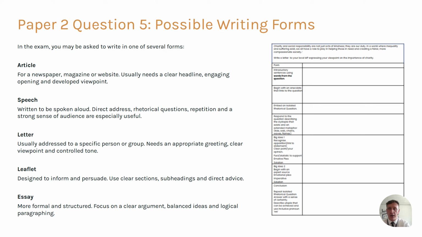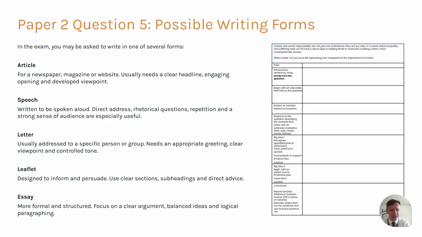So if you're writing an article, you need to sound engaging and opinionated. You'd normally include things like a headline, and your opening should grab your reader's attention quickly. If we're writing a speech, remember that it's meant to be spoken out loud to an audience. And that means things like direct address become really useful. Phrases like you, we, our generation, and all of us in the room. Rhetorical questions, repetition, and short sentences also work really well in speeches because they create rhythm and emphasis, and they are easily remembered when speaking aloud.